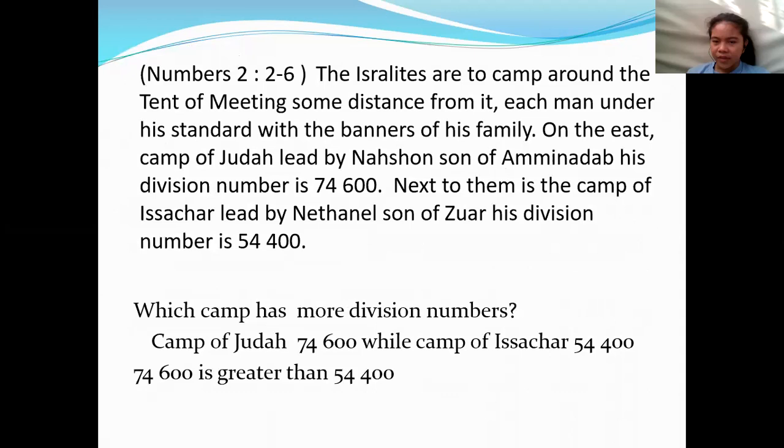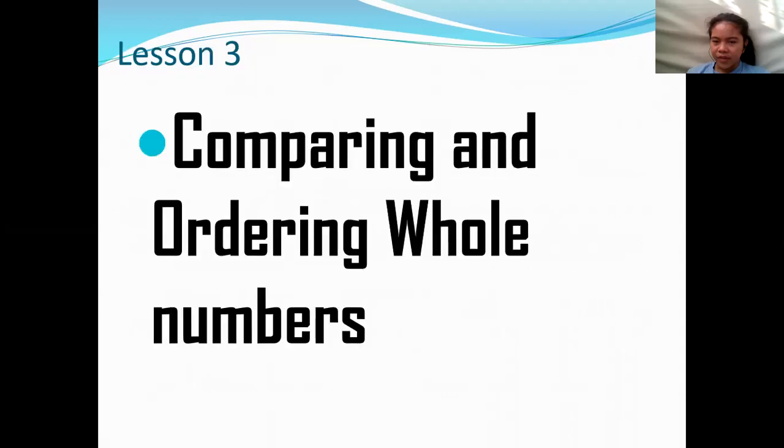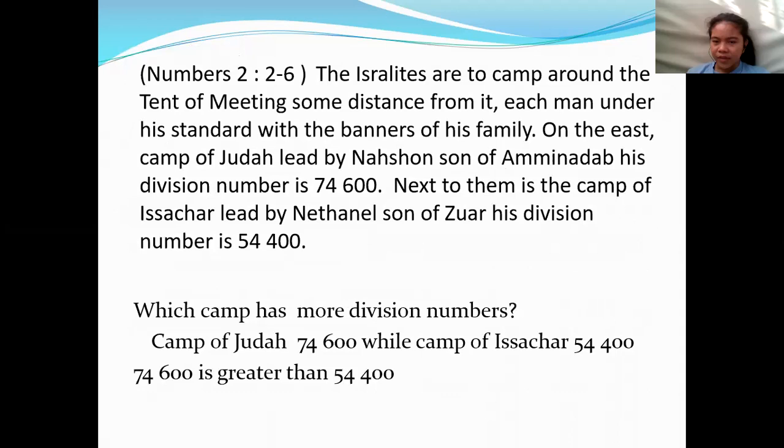We are going to compare and order whole numbers. The Israelites are to camp around the tent of meeting, some distance from it. Each man under his standard with the banners of his family. On the east, the camp of Judah, led by Nelson, son of Aminadab. His division number is 74,600. Next to them is the camp of Issachar, led by Nathanael, son of Zoar. His division number is 54,400. So which camp has more division numbers?